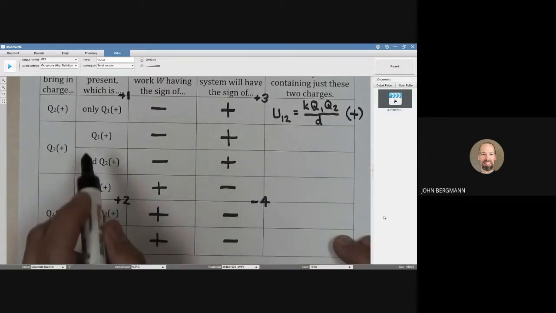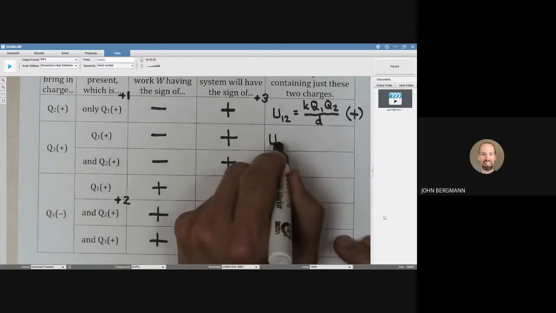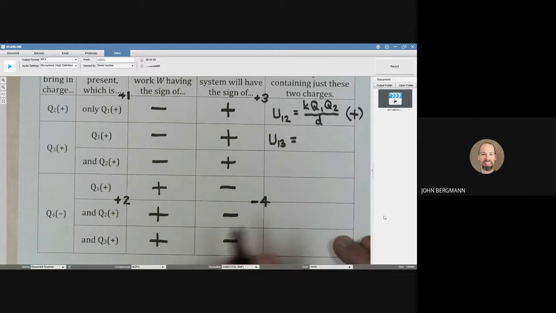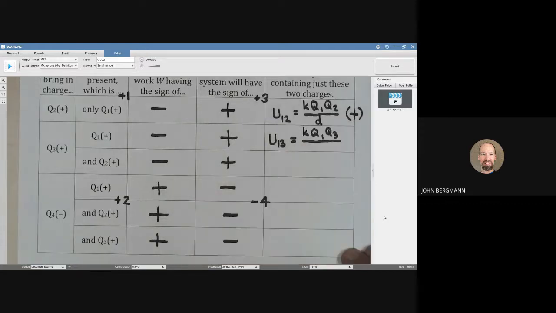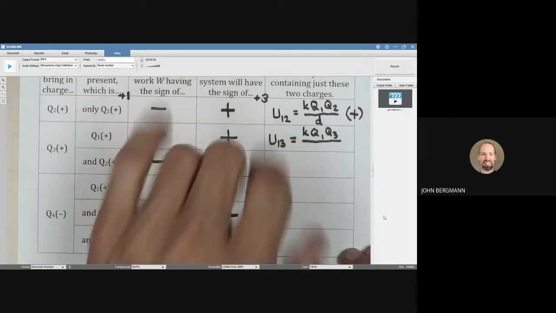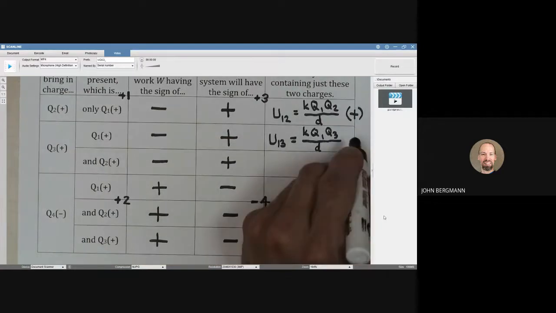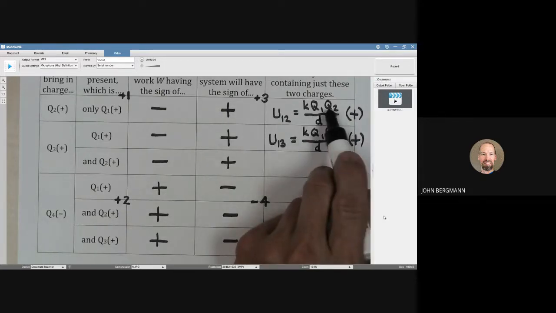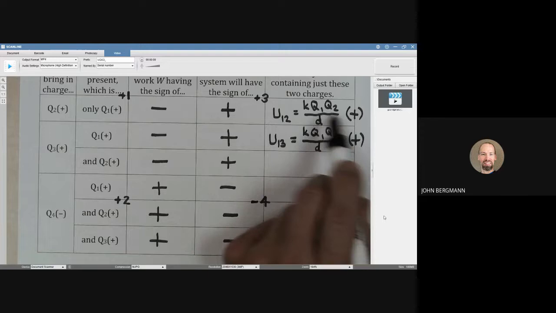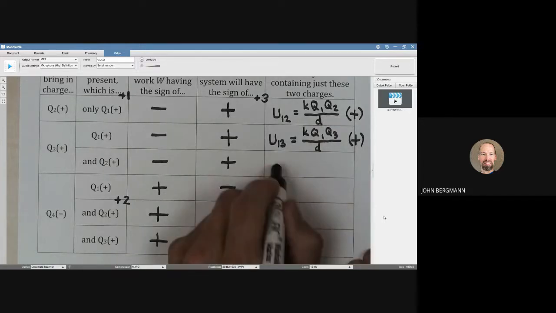What about between charges 1 and 3? Well, same sort of a thing. The potential energy between just those two would be K, Q1, Q3. Now, what's the distance between charges 1 and 3? Up here at the top, corners of a square of length D. That's a positive number. Q1 and Q2 are positive charges, and they have an energy associated with them that is positive. We follow the similar pattern here.